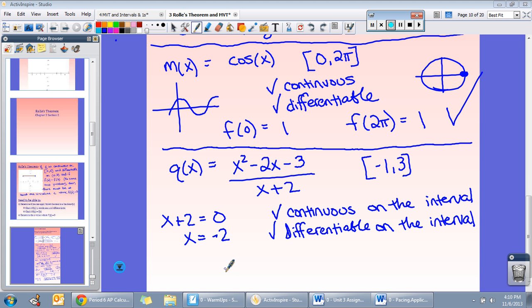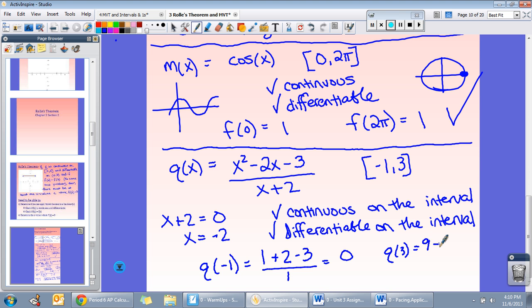The last thing we need to check is the y values at our two endpoints. When you plug in negative 1, we're going to get 1 plus 2 minus 3 over 1, which equals 0. And when you plug in 3, we're going to get 9 minus 6 minus 3 over 5, which is also 0. So we can apply Rolle's theorem.